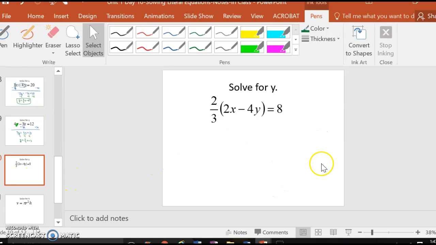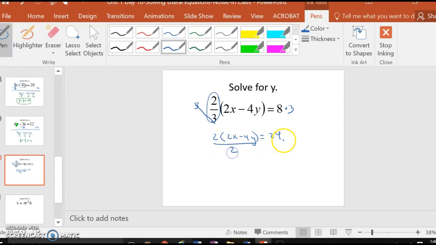Now the next one, I again like to get rid of this term right away. First thing I'm going to do is multiply by the denominator. I get 2 times 2x minus 4y is equal to 24. Now I'm going to divide by that 2 on the outside. And I get 2x minus 2y is equal to 12.